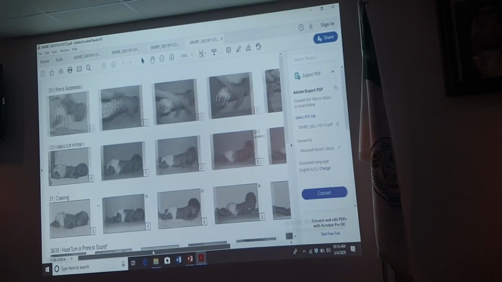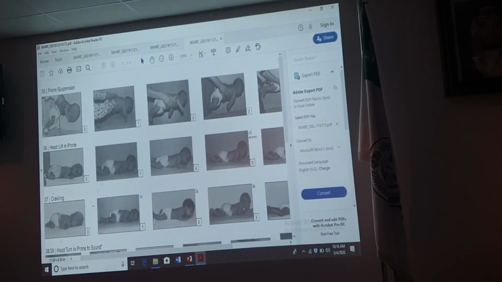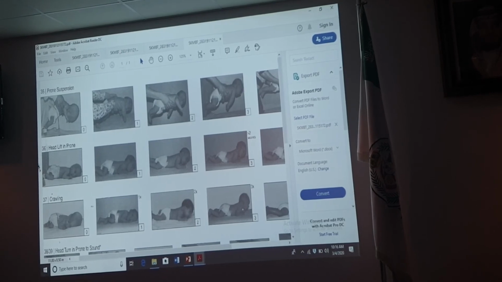Okay, 35. This is also an elicited one. You hold the baby and look at the head position. Over here, once again, see the head position.